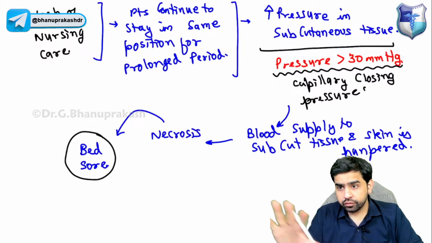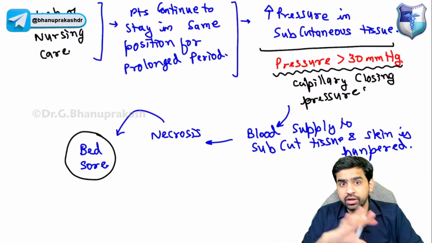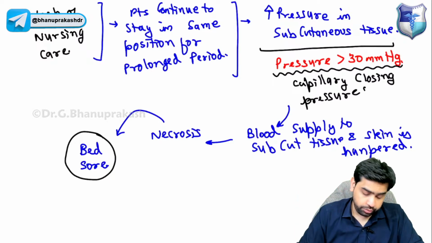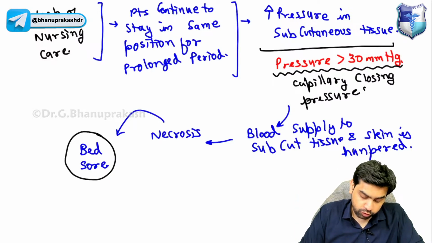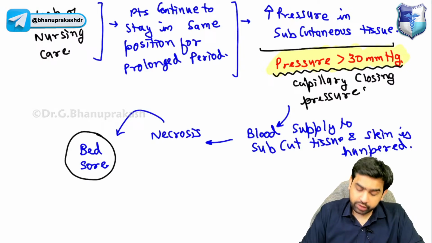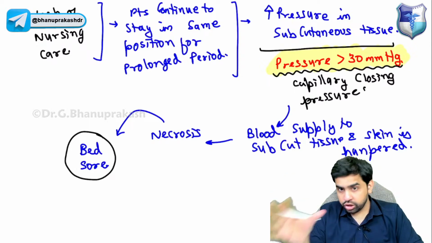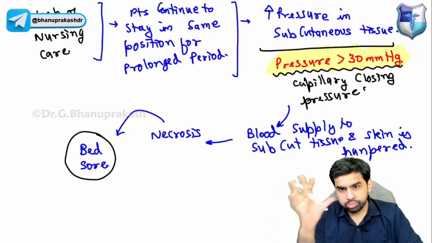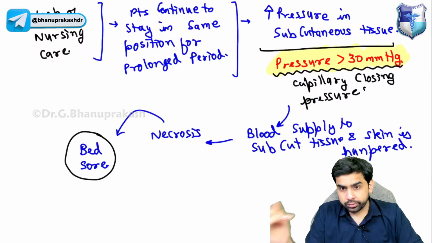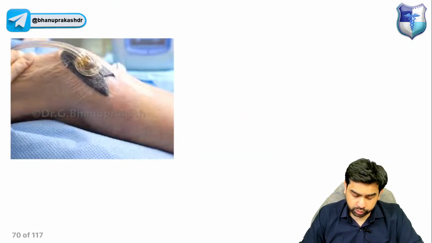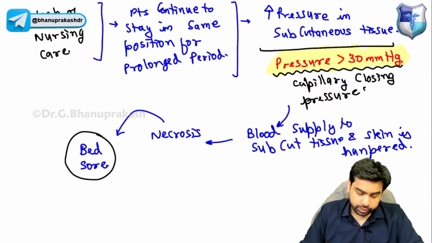Because of the lack of nursing care, the pressure is going to build up in the subcutaneous tissue, and once this pressure rises above 30 millimeters of mercury, this is important, guys, please remember, pressure above 30 millimeters of mercury is your capillary closing pressure. The blood supply to the skin and subcutaneous tissue will be hampered, there's going to be necrosis, and the patients will land up with a bed sore. This is the pathogenesis of development of a bed sore.